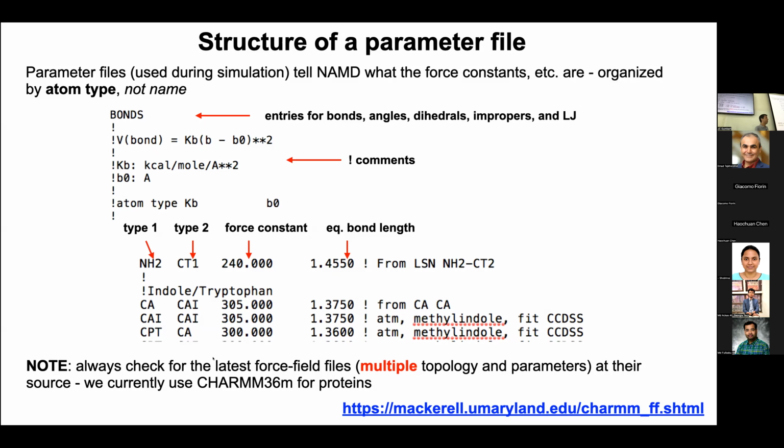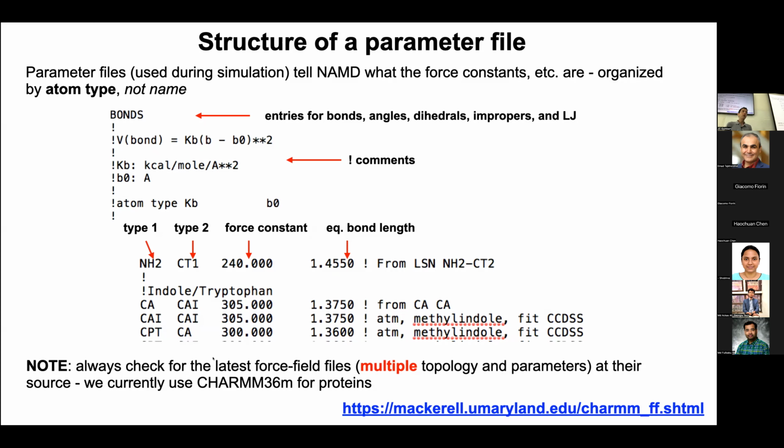Right? So for example, maybe a tutorial uses CHARMM 27, which is a previous iteration of the force field, whereas now we want to use CHARMM 36, or even newer than that, CHARMM 36m for proteins. So for the CHARMM force field, you can get the files from Alex MacKerell's website. Okay, so far so good. That's a brief introduction to the basic files we're using and how the force field information is stored in the topology, which then goes to the PSF, and then in the parameter file.